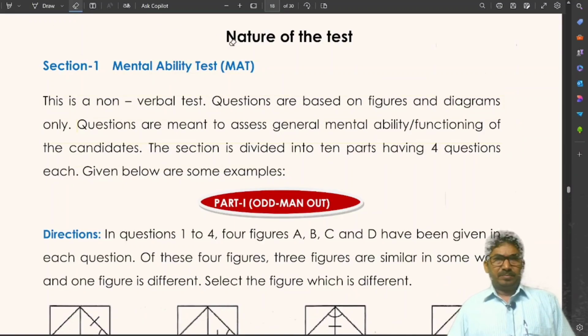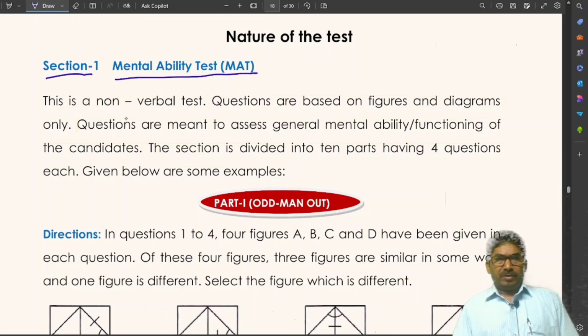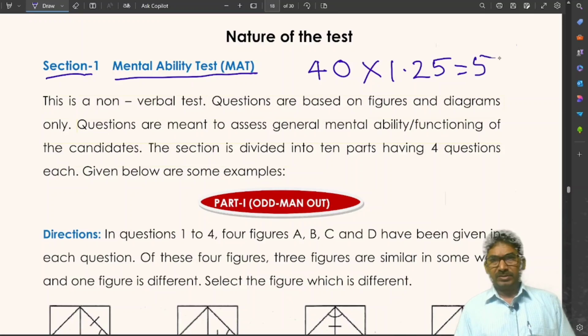Nature of the test. Section 1, mental ability test or MAT. In this section, subject 1, we have 40 questions. We already know 40 questions. Each question carries 1¼ marks. So 50 marks for this mental ability test, as we already discussed.